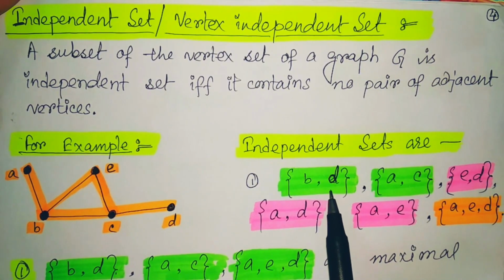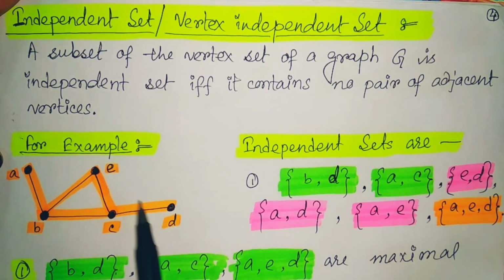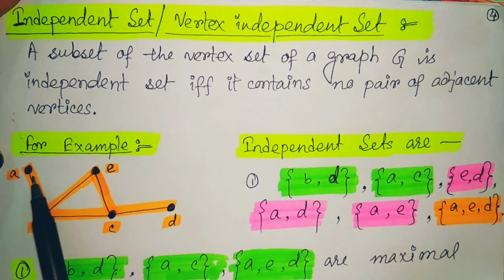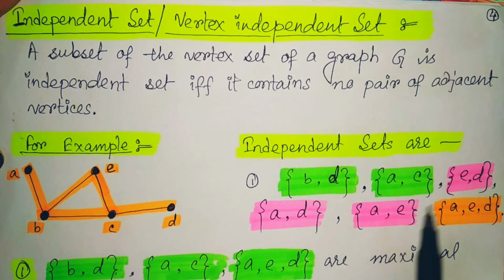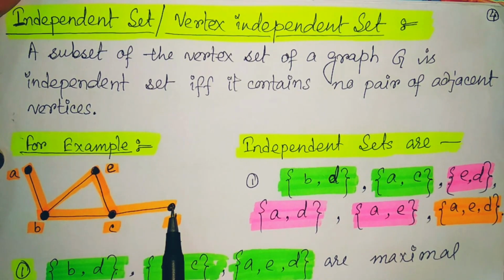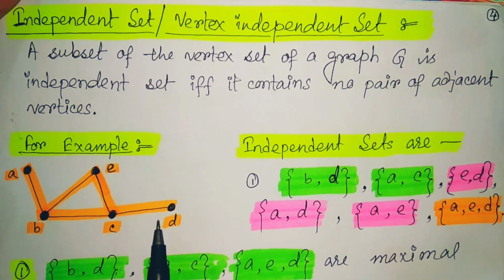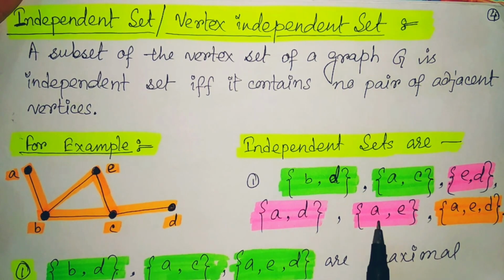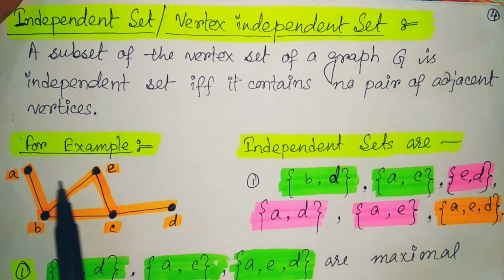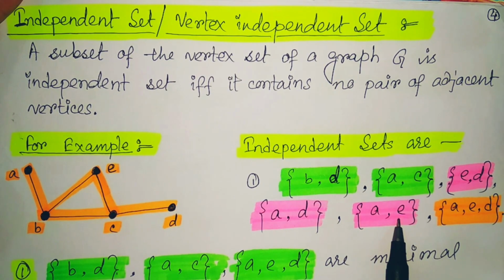Now AC. A is this one and C is this one. Again they are not connected, so these two are independent. Now ED, E and D. Again no connection is there, so these are independent. AD. A is this one and D is this one, no connection between them, so this is independent. Again AE. These two again we can say are independent sets.